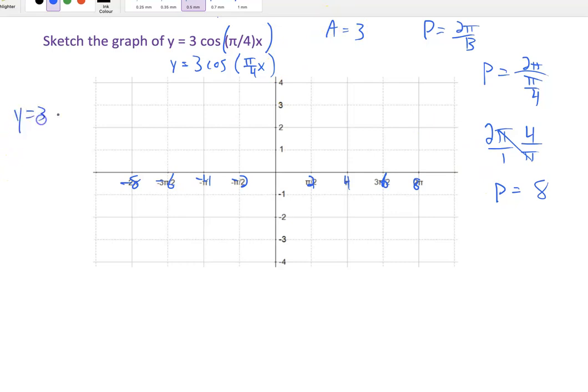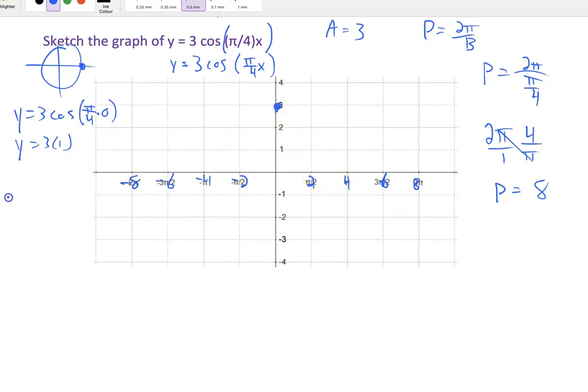Y equals 3 times the cosine, start at 0, of pi over 4 times 0. Well, we know cosine of 0 times anything is 0. What's the cosine of 0? 1, right? 1 in our unit circle. My x value is 1. Y equals 3 times 1. All right, let's plot that, 3. Let's go a little further.